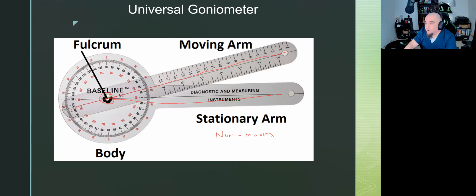I'm going to use the shoulder for an example. So let's draw my shoulder here. There's my shoulder. There's my elbow. There's my wrist and my hand down here. And there's my hand.